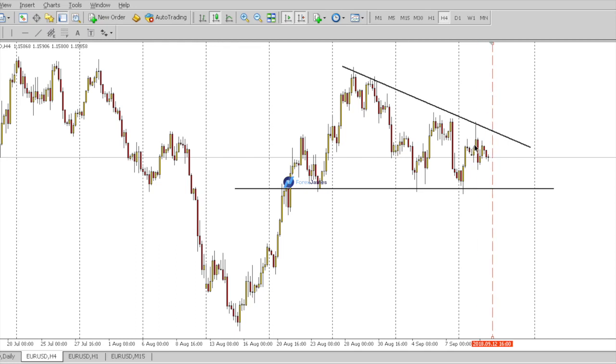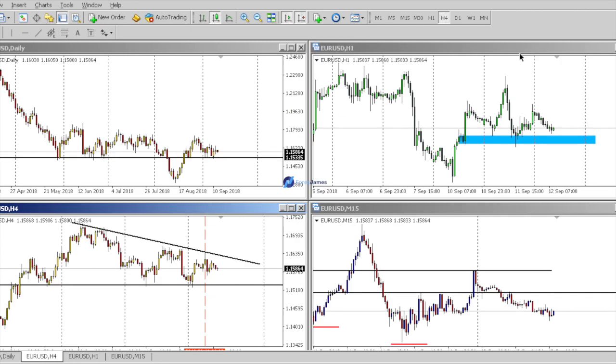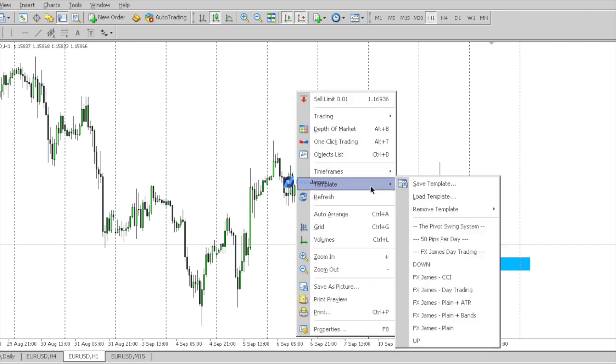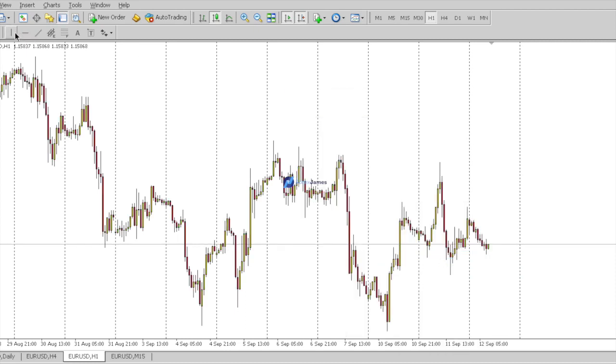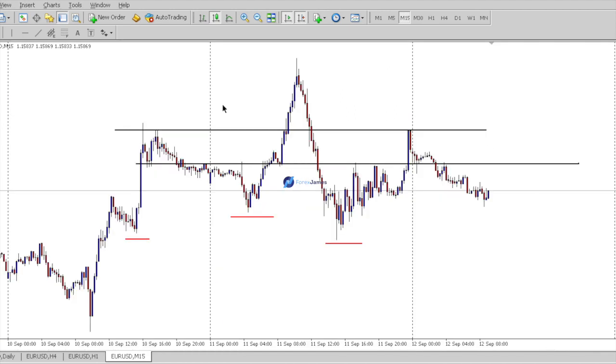On the H4, we have a long wick candle that marks the turning point. On the H1, I'll change the color to red. This marks the turning point. What that means is that I will be looking for shorts on my M15.